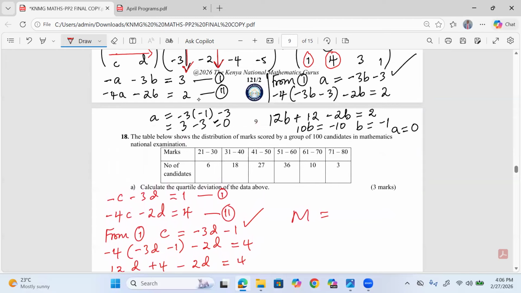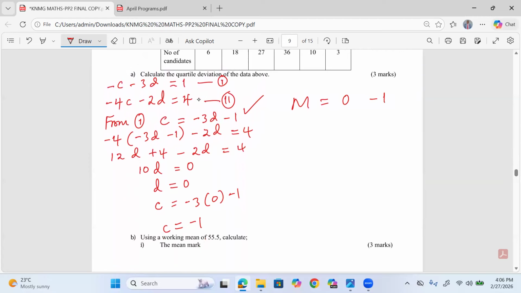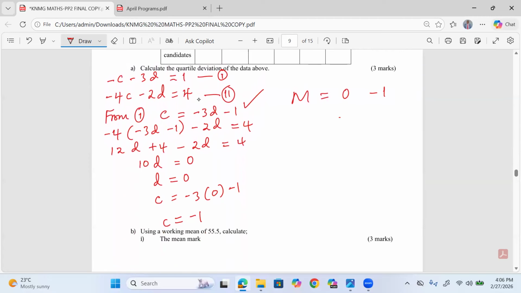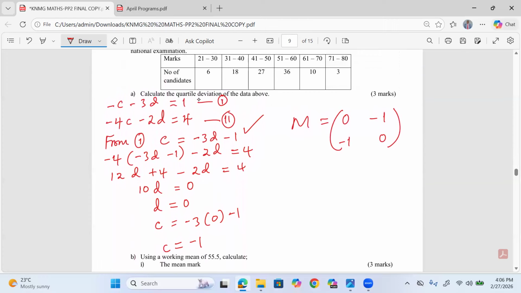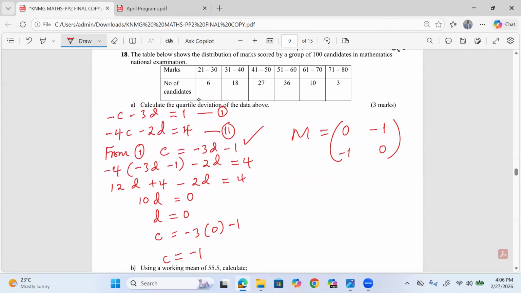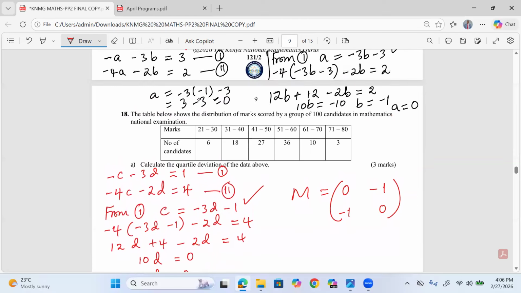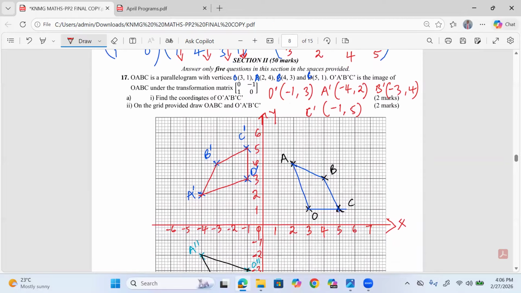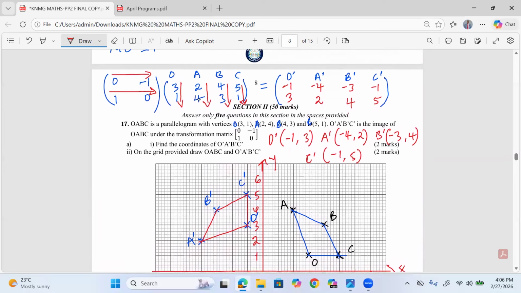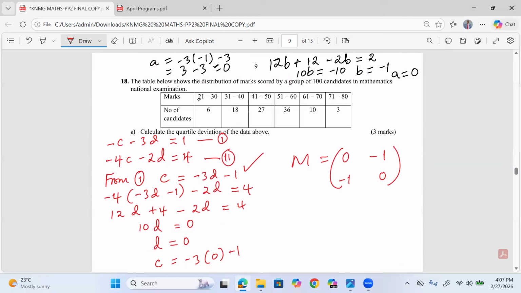AB is 0, negative 1. Then CD is negative 1, 0. So we have our matrix now, which is responsible for transforming the final image to the original object. A very simple question. So that's how the first 10 marks in this paper are supposed to be obtained. A very good question.